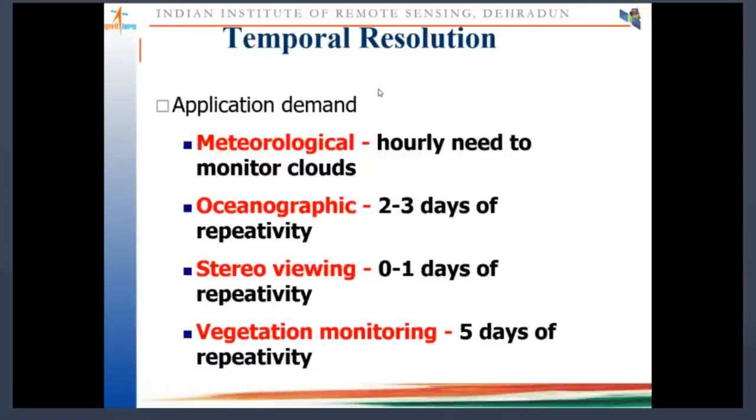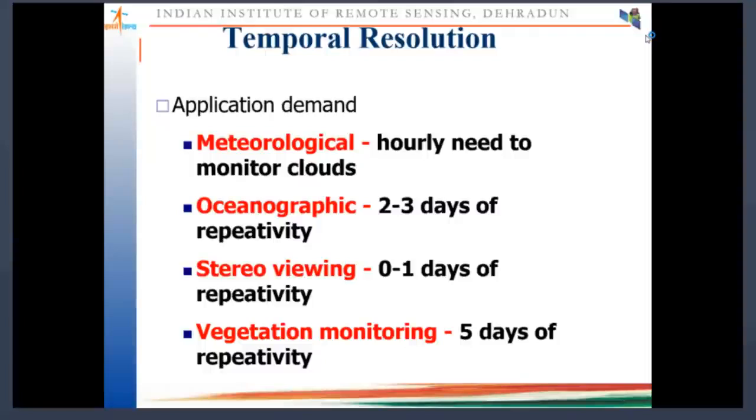If you are looking at vegetation monitoring, it's sufficient to have information every 5 days of repeatability. If you're looking at meteorological applications, you will maybe have to monitor the changes every hour or every half an hour, etc. So temporal resolution becomes more important to be on the higher side when you're looking at meteorological applications.